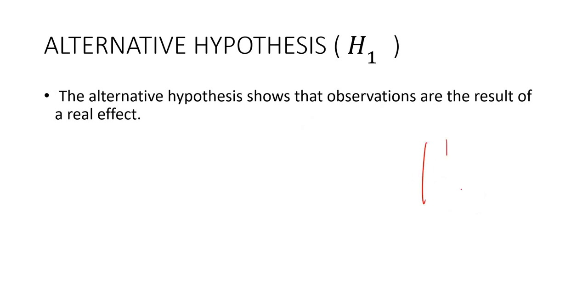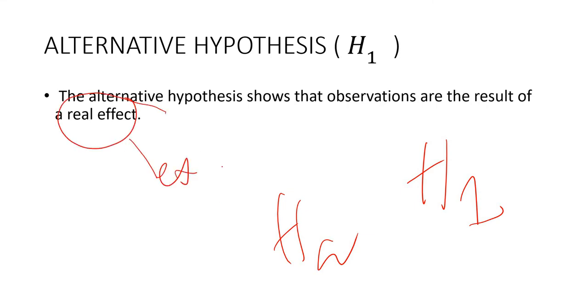The alternative hypothesis is denoted by H suffix 1, or sometimes we may denote it as H suffix A as well. The alternative hypothesis shows that the observations are the result of a real effect, that is, from the experiments, and not due to a chance factor. That is the alternative hypothesis.